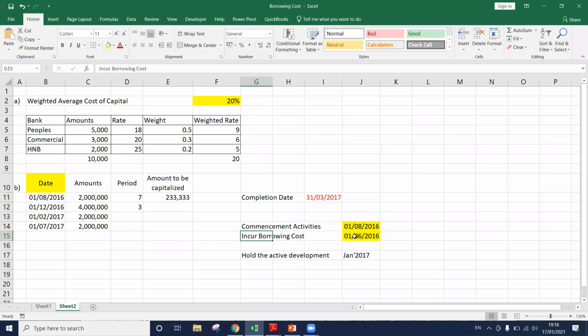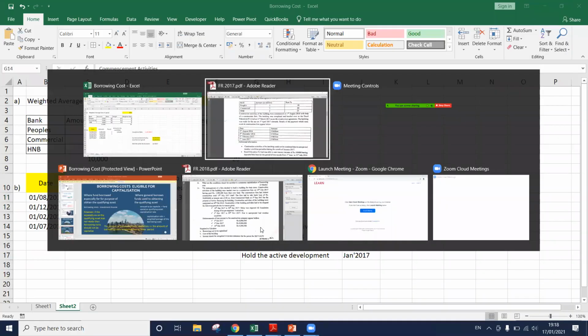We take all three loans on the same day, 1st of June 2016. Construction activities of the building work commenced on 1st of August 2016. We start work on 1st of August 2016. Then we need to know when we incur expenditure on the asset. 1st August 2016, 2 million.